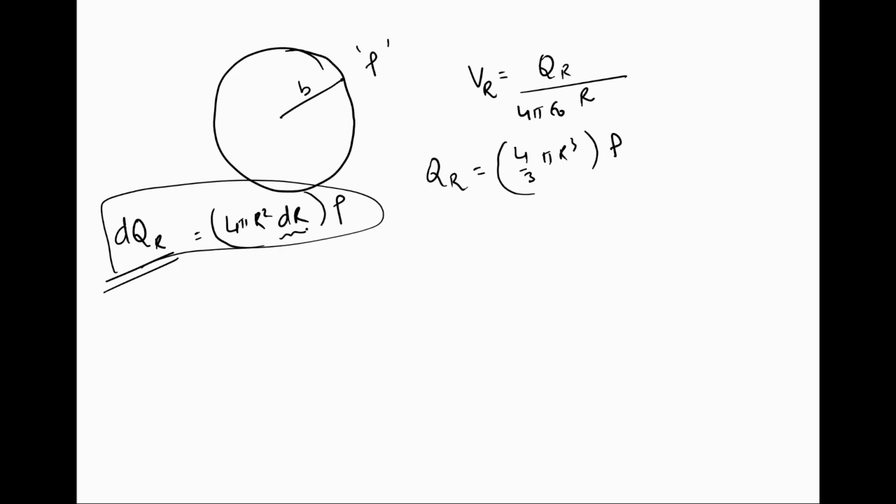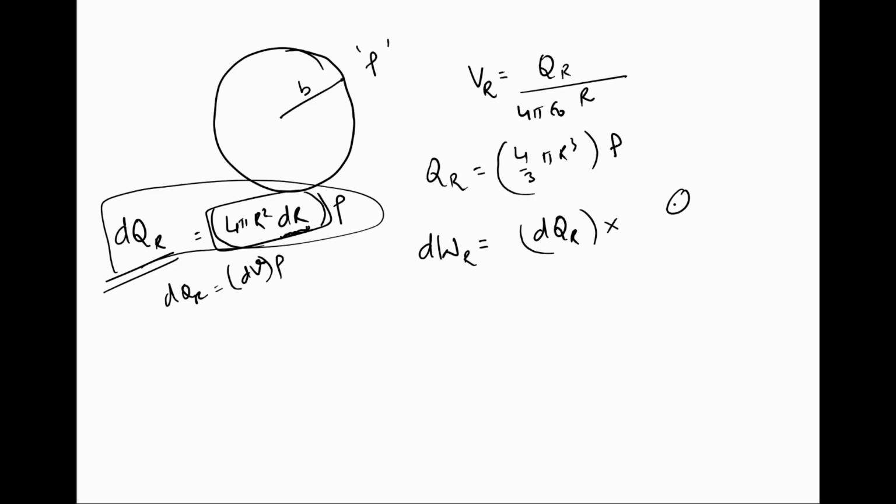This will be the charge which I will apply uniformly on the surface. It will increase the radius by dr, so this will be the volume dv. So dq_r is equal to dv into rho. This is the volume, small v. So this is the small charge which I will bring from infinity. The work done to bring this charge will be this small charge into the potential which is already there because of the already present charges.